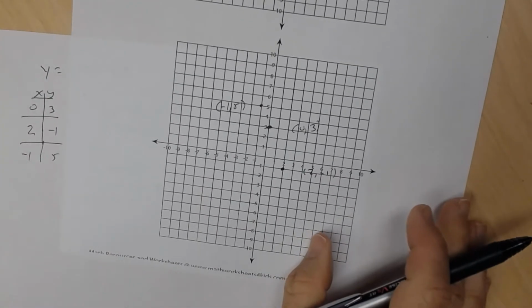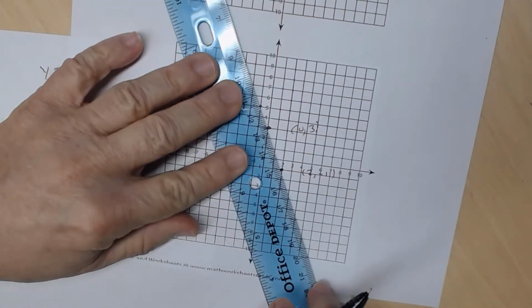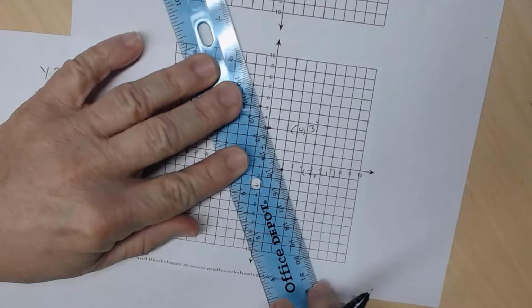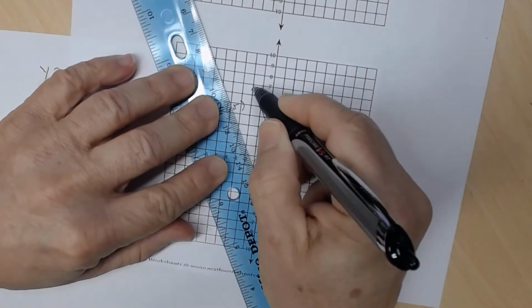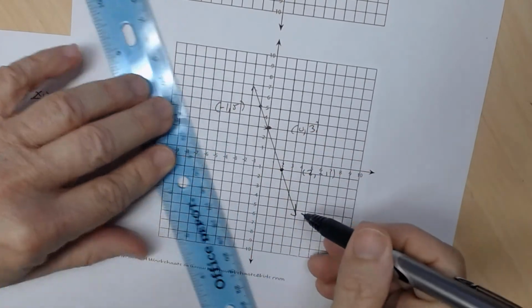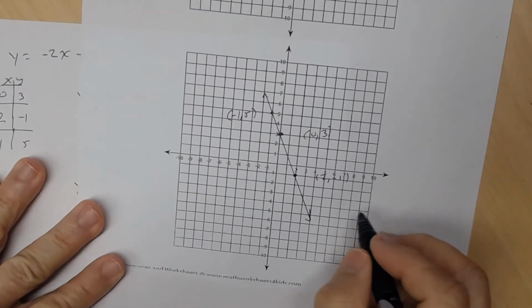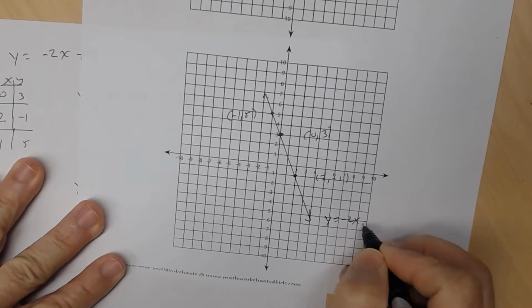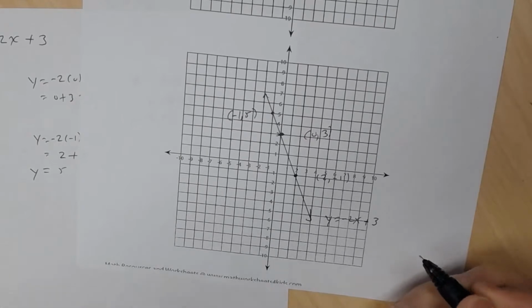And then I draw my line, and there's your graph. So that's the graph right here. Make sure you extend the line through the points and draw your arrows. You've got to draw your arrows. So that's the line y equals negative 2x plus 3.